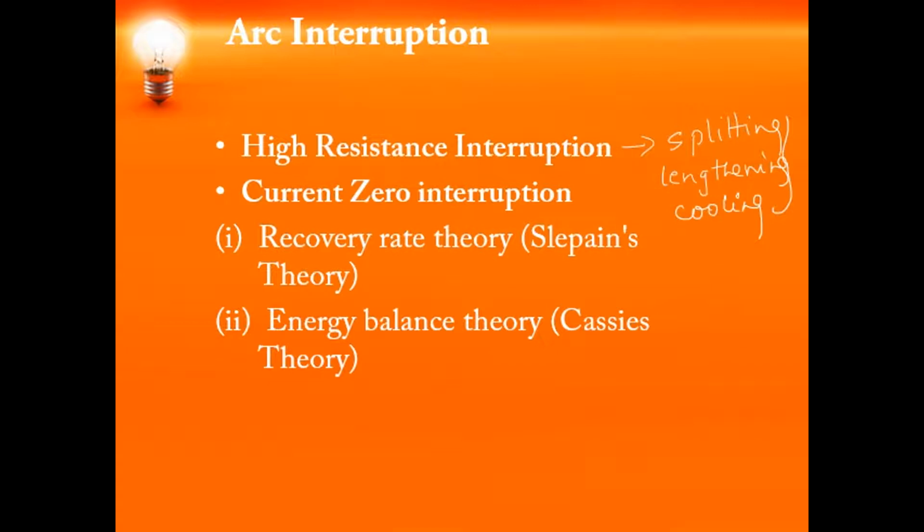Regarding the current zero interruption method, as I have told you, this is applicable only for AC. Why? Because in AC the current wave passes through zero 100 times per second with a supply of 50 Hertz. So the current is not interrupted at each and every instant. It is interrupted only when it crosses the zero point. Now we will see the two theories, the recovery rate theory and the energy balance theory.